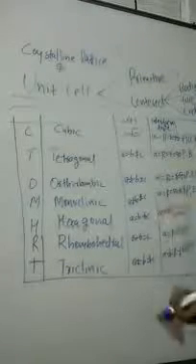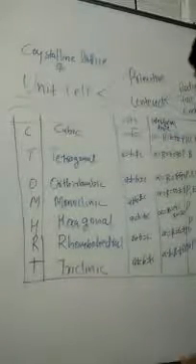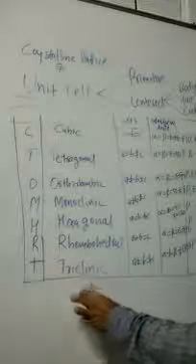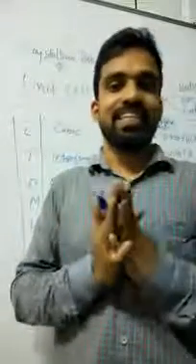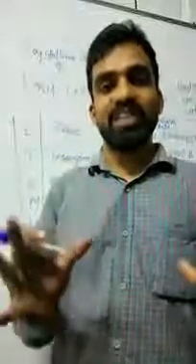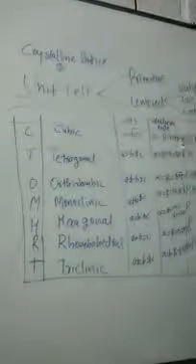So how does it become 14? Remember, this is 7, and you remember 1, 2, 3, 4, 5, 6, 7. That is the total number of unit cells, which is 14. These are called Bravais lattices. This is the shortcut: if you remember this order, you can remember all the 14.